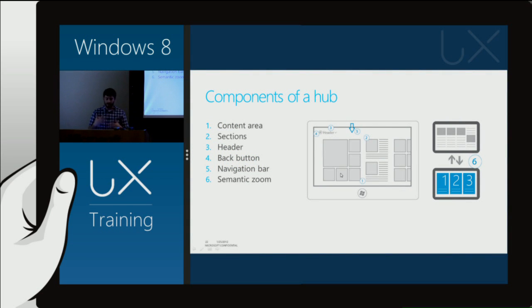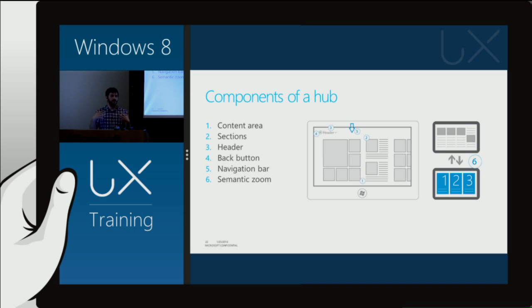So the hub has a few components. It's got the main content area where the app's content, its meat, the thing it's best at, is really coming through. It's got a whole bunch of sections when you're laying out your content. You're laying out your content next to each other.